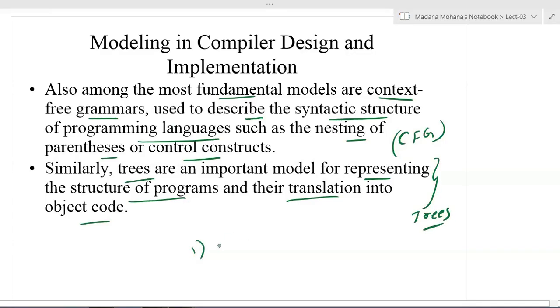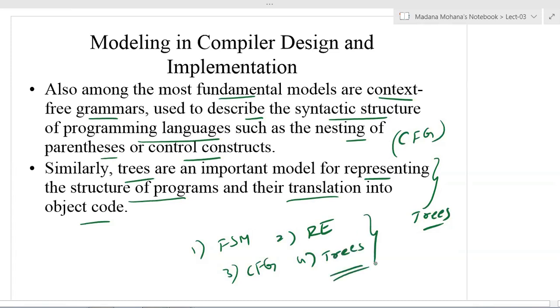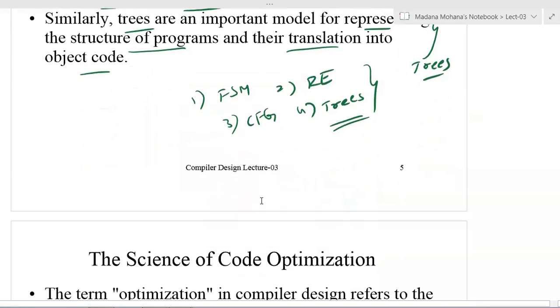So finally, the first one is finite state machine. Second one is regular expression. Third one is context-free grammars. Then fourth one is trees. So these are all the most fundamental models for compiler design and implementation.